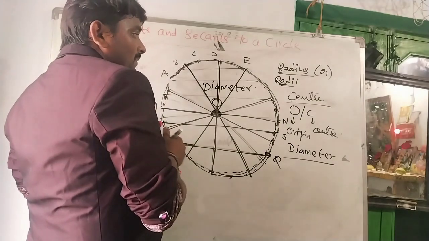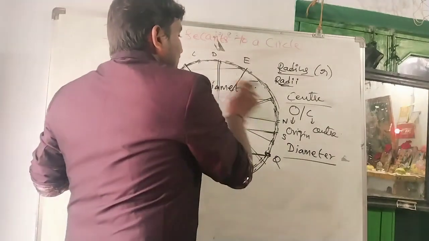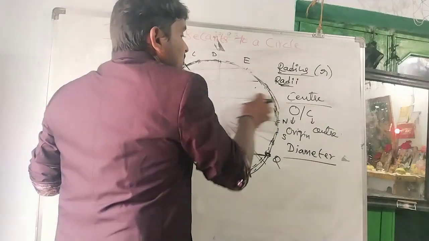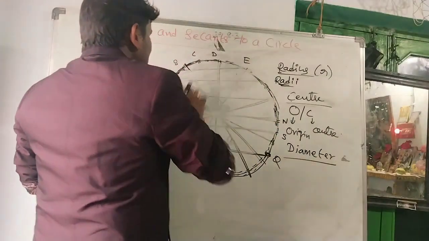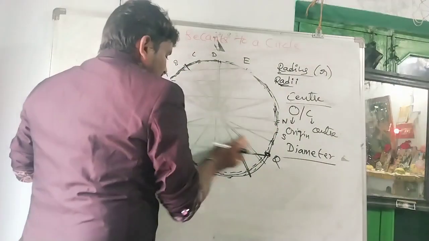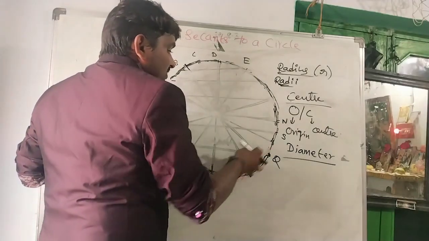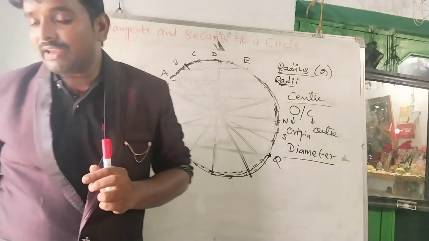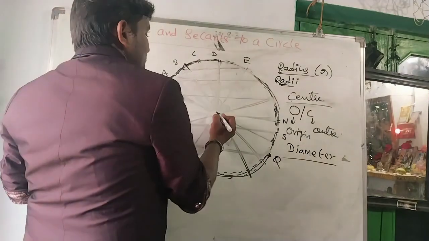And actually, the diameter is the longest chord in a circle. What is the longest chord in a circle? The diameter. My question is, how many diameters can we draw in a circle? Yes, we can draw an infinite number of diameters in a circle.